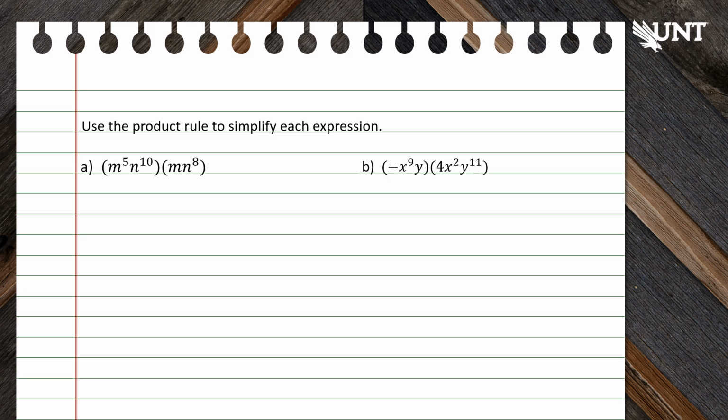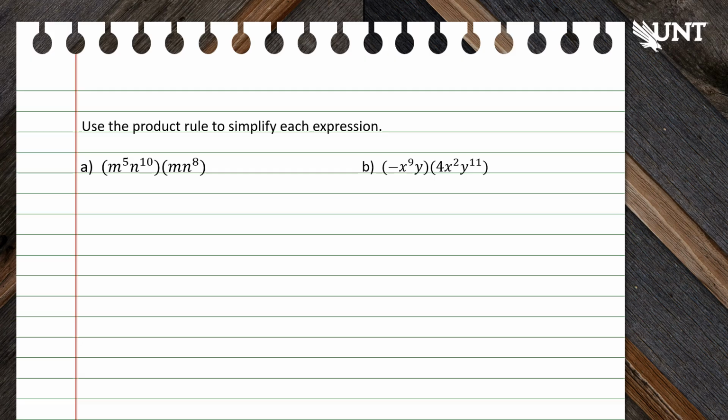Use the product rule to simplify each expression. For example A, we have the quantity m to the power of 5, n to the power of 10, times the quantity of m times n to the power of 8. So in other words, we have two parenthesis sets that are multiplying.